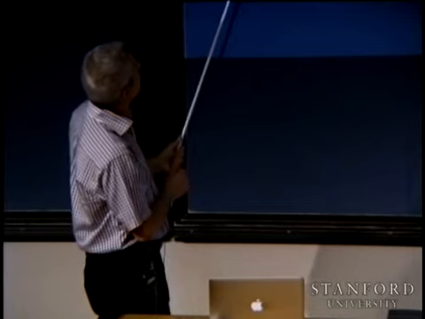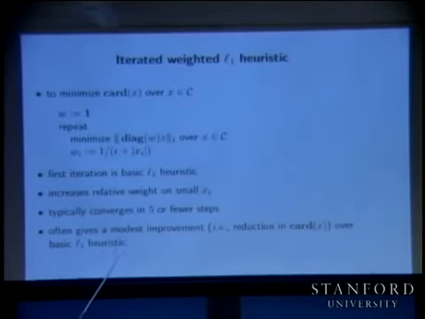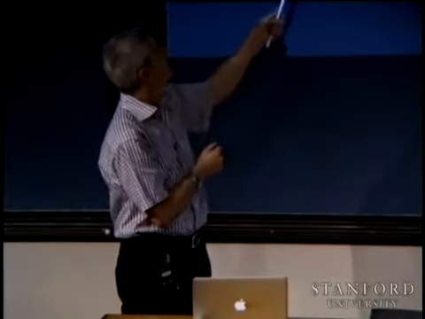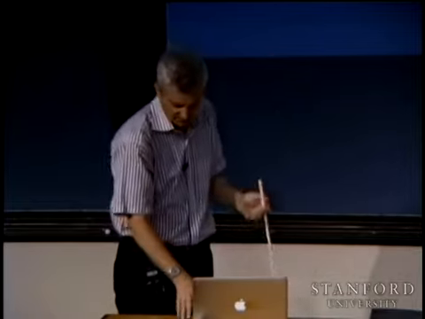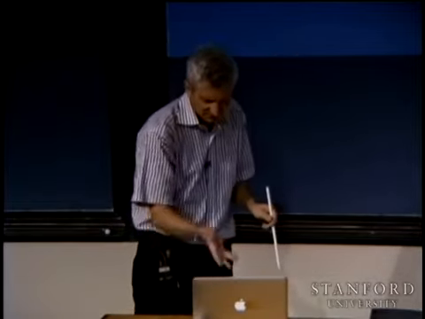So this is the picture. And this will typically give you a modest improvement. Well, actually it'll give you real improvement over the basic L1 heuristic, and it typically converges in 5 or fewer steps. By the way, a more sophisticated version is actually not symmetric here with the weights. We'll see what the more sophisticated version is, but anyway.